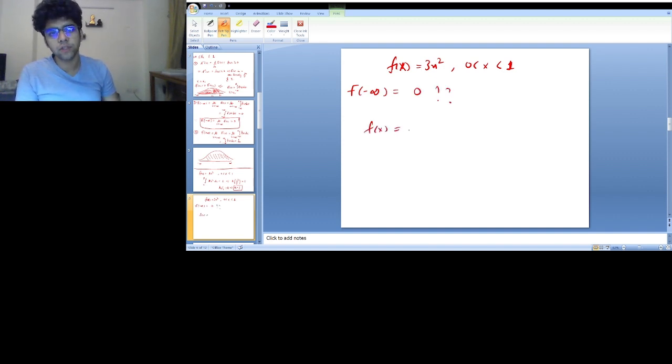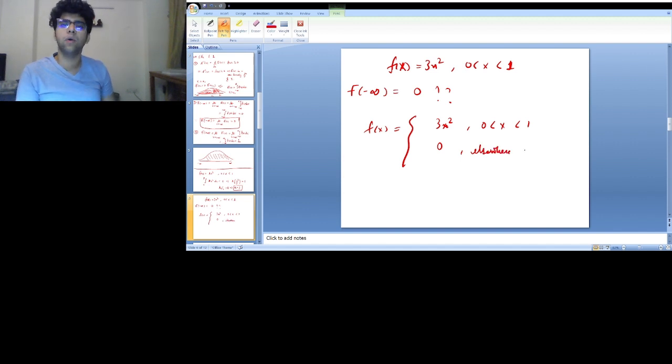Because my f(x), which is my PDF, is only defined over the limits 0 and 1, right? So I can write this PDF as 3x square when my domain of x is 0 to 1, and I can write 0 elsewhere. Now elsewhere means that on any real value of x other than 0 and 1, this PDF is 0.